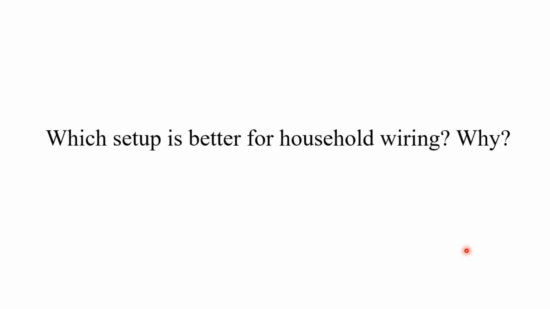So definitely the parallel circuit is better for our household wiring. The reason is already stated. If I state it once more, if we use the parallel circuit for our household wiring, it has a greater advantage, because all the appliances are going to receive an equal amount of voltage, and if any appliance is damaged or removed, the other appliances are still going to function.